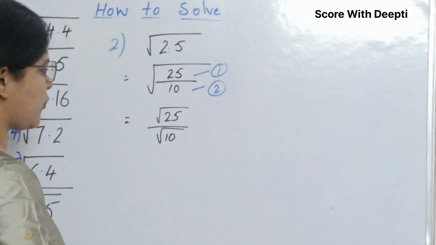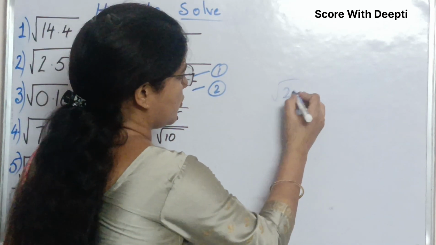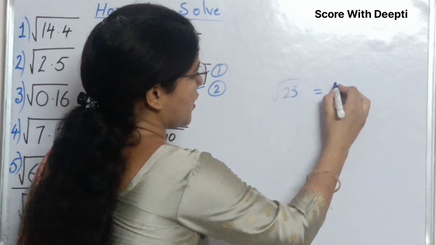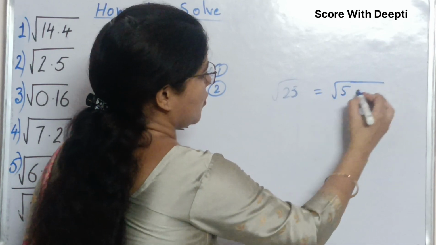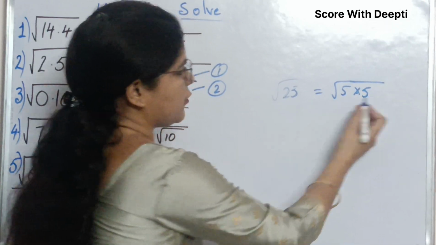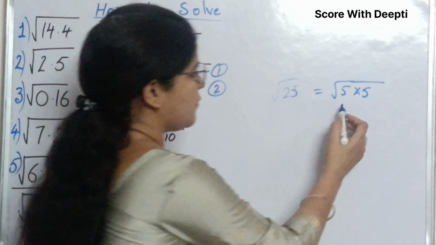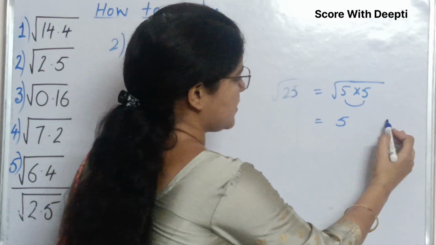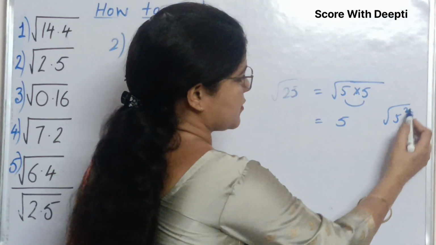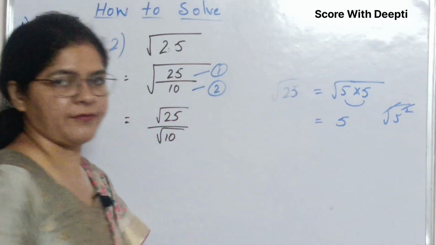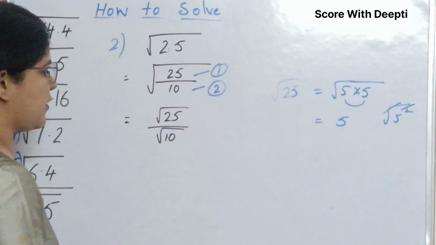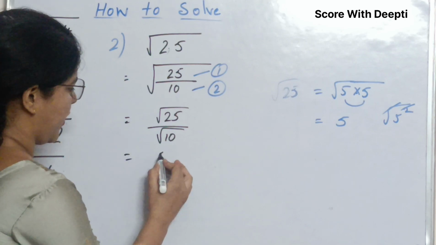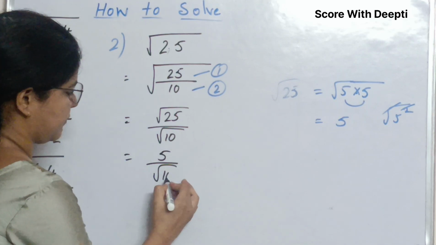Next, square root 25 is equal to square root of 5 into 5. Here 5 comes 2 times, so we write it as 5, means square root 5 square. The square cancels with the square root, we get 5. So in place of this, we write 5 over square root 10.